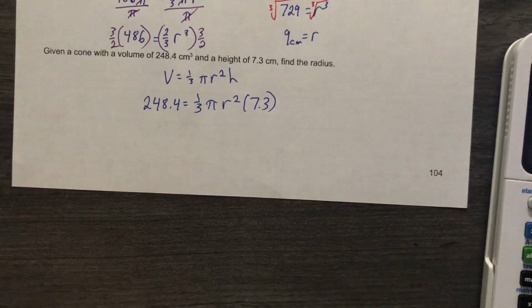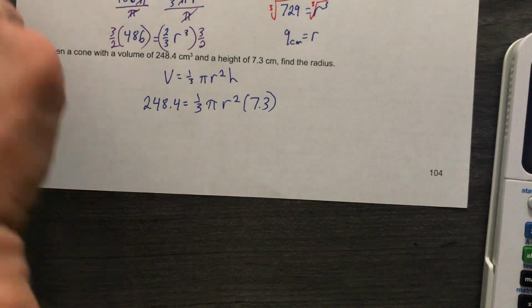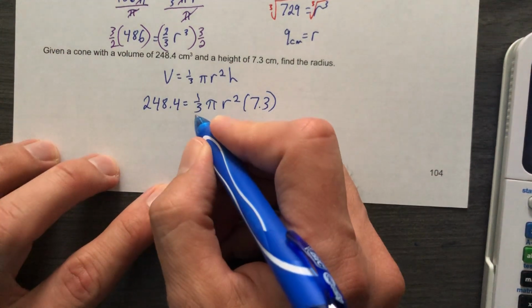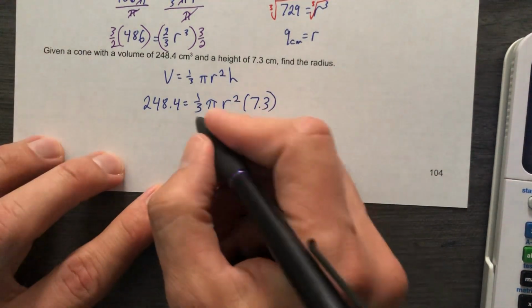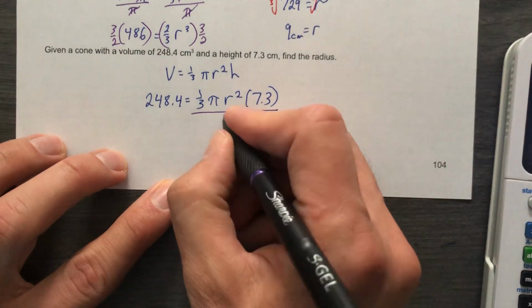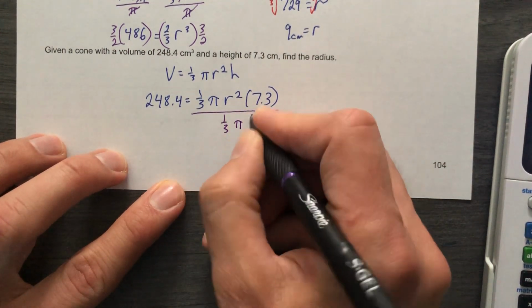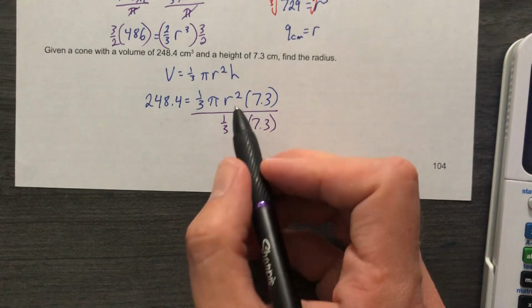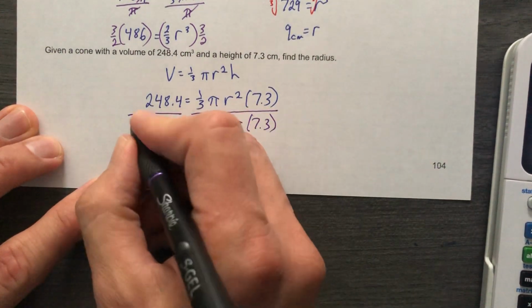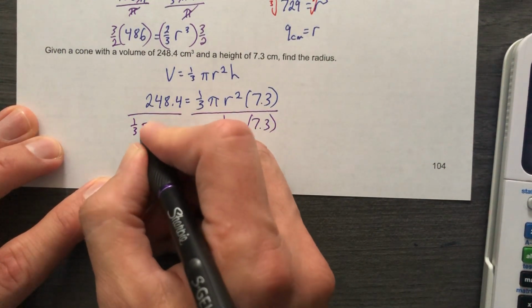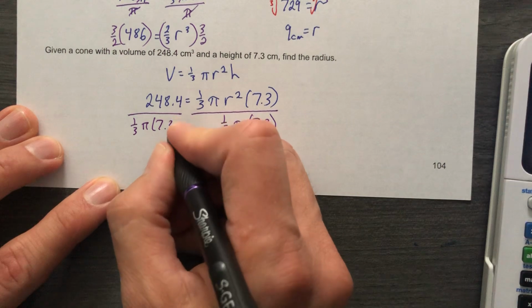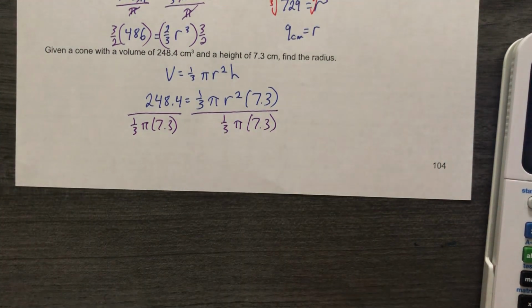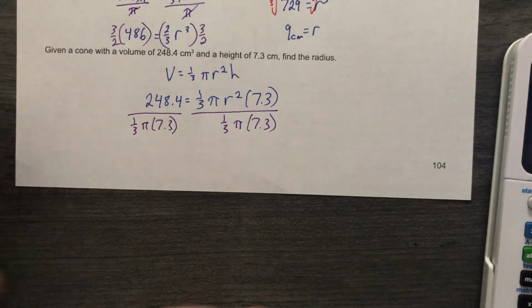Now, what I am going to do in this one that I didn't do on the last one is divide by a fraction. So let's divide. Let's use purple. So I'm going to have 1/3 pi and 7.3. I'm just going to divide by everything that is not r squared, because all this is multiplied by r squared. So I'm going to divide by 1/3 pi and 7.3. Again, not a big fan of dividing by fractions, but it works. So I'm just going to do it all in one step. Totally fine. Matter of preference.